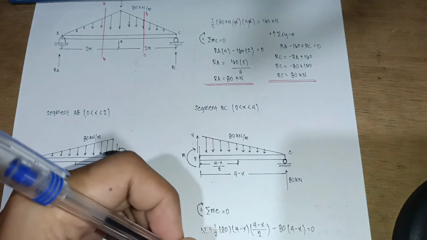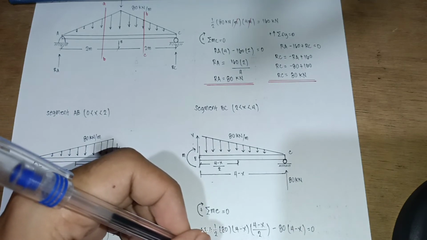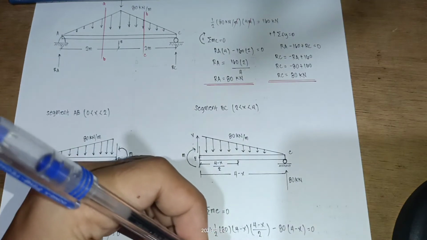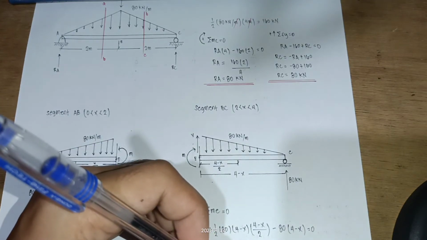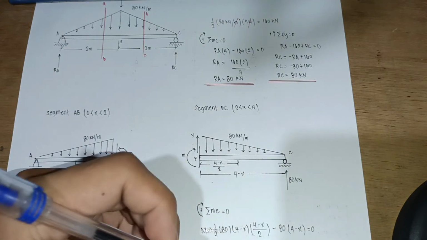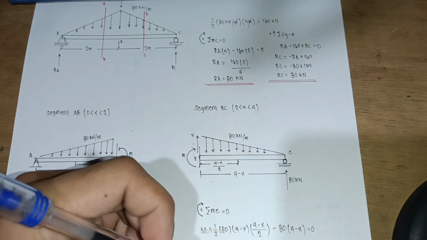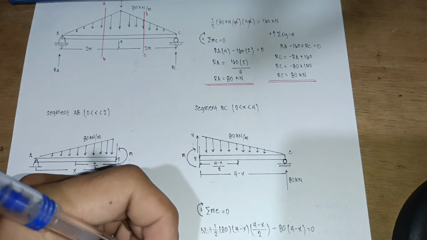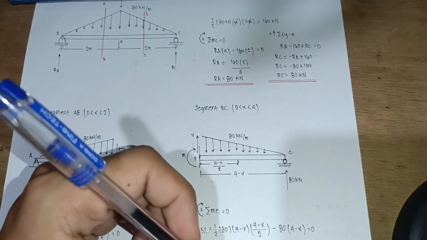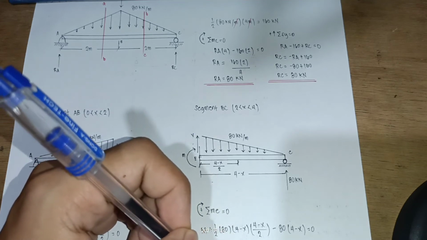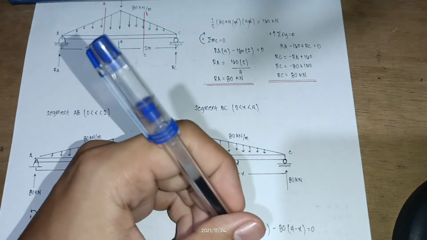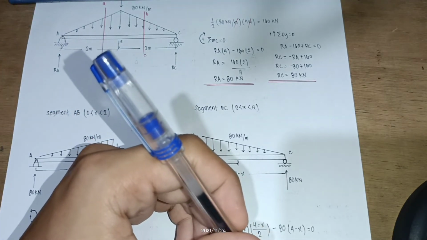Then expand the (4 minus x) squared so that it will be 16 minus 8x plus x squared. Then multiply by negative 20. So negative 20 times 16 is negative 320. Negative 20 times negative 8 is positive 160. Negative 20 times x squared is negative 20x squared. Then 80 times 4 is positive 320.